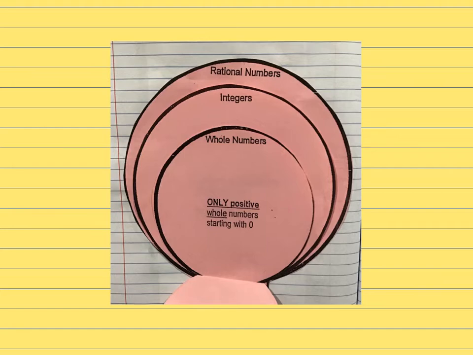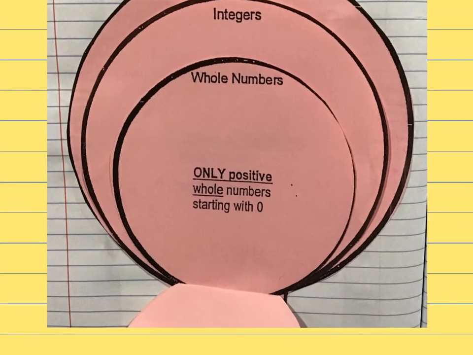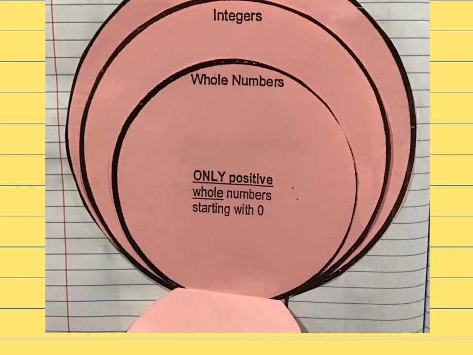When you fold that first flap down, the next circle is the definition for whole numbers. If you look really closely, the only difference is this one says it's starting with 0. We still only have positive whole numbers, but it does include 0 this time. So on my list up here, I would say 0, 1, 2, 3, 4, and it continues on like that.